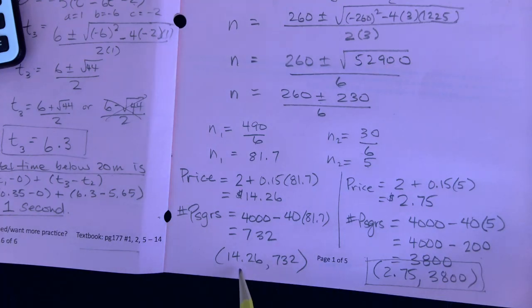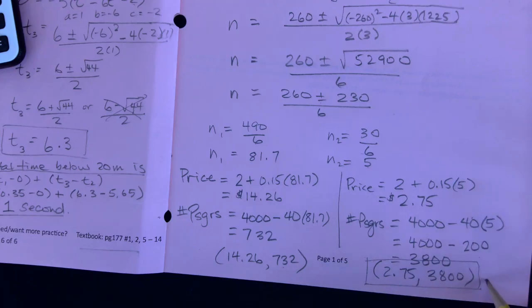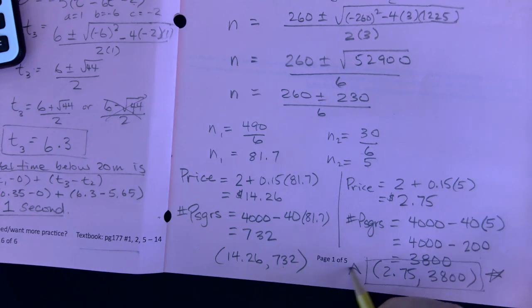Now, if you could convince the general public to pay that, which according to this survey you can, you would drop your ridership all the way down to 732. Maybe that is desirable. Maybe you don't have to clean the buses often, or maybe it's not as crowded, or who knows. But nonetheless, these are both valid answers. I would just argue that this one makes more sense. And that's it for this question.